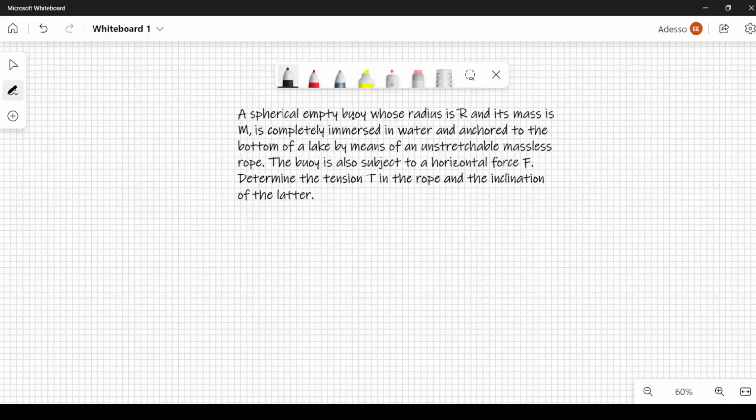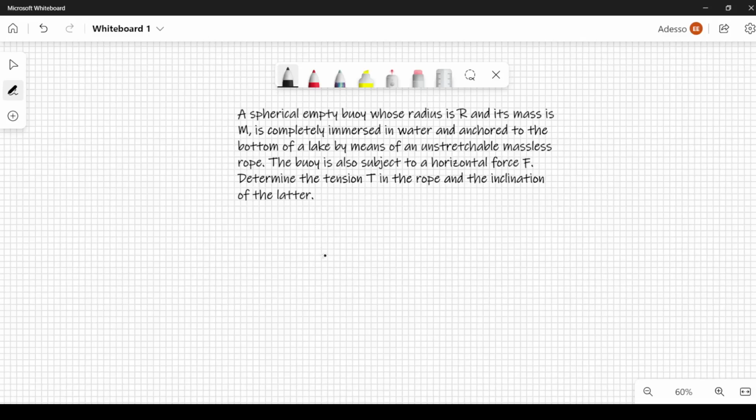A spherical empty buoy whose radius is r and its mass is m is completely immersed in water and anchored to the bottom of a lake by means of an unstretchable massless rope. The buoy is also subject to a horizontal force F. Determine the tension T in the rope and the inclination of the latter.